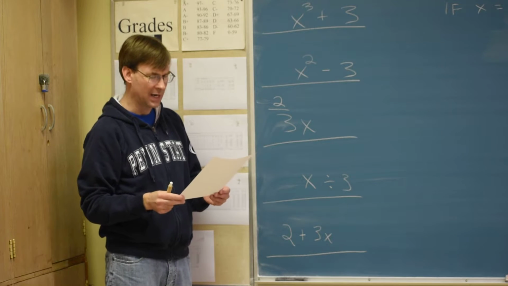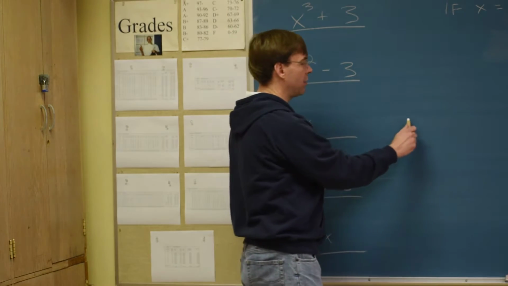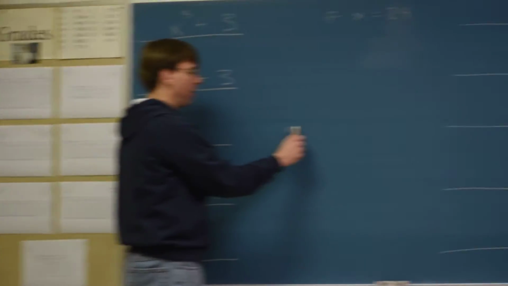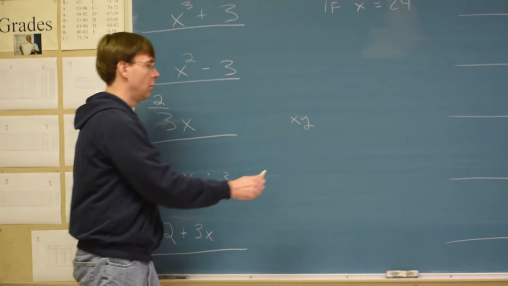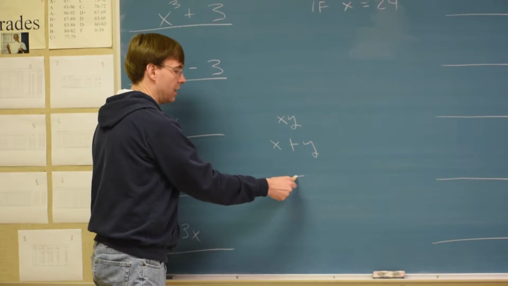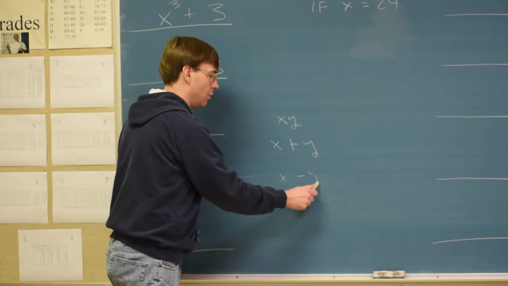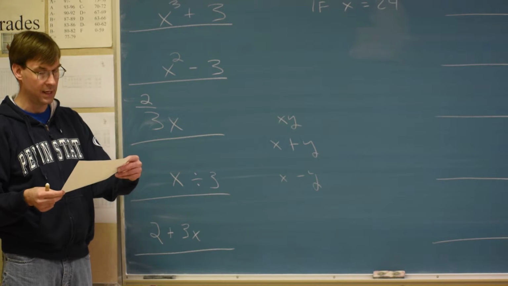One other different one I see on here is the product of two numbers. Well, then I couldn't just do an x, I'd have to pick another letter. So that would be the product of two numbers, or the sum of two numbers, or difference of two numbers. I don't see a lot of that on the paper, but that could be done.